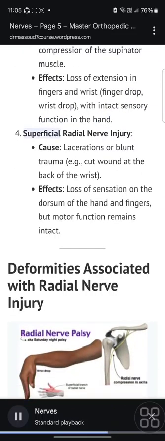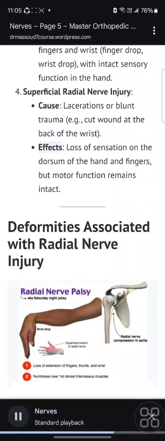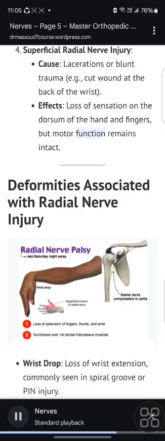And 4. Superficial radial nerve injury. Cause: lacerations or blunt trauma, e.g., cut wound at the back of the wrist. Effects: loss of sensation on the dorsum of the hand and fingers, but motor function remains intact.